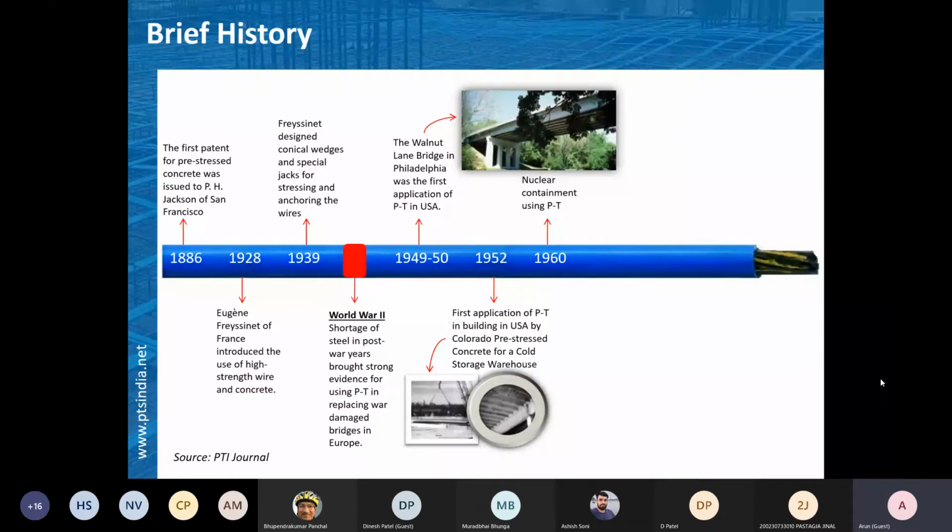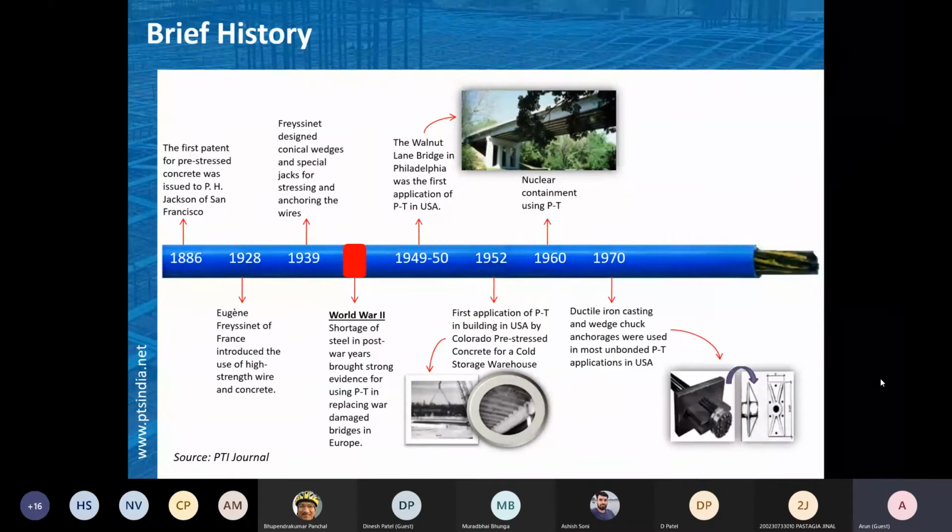Then there was a development in 1970 regarding the metallurgical aspects and the technique of casting and achieving ductility, known as ductile casting. Because of that, we could develop better, more efficient anchorages.